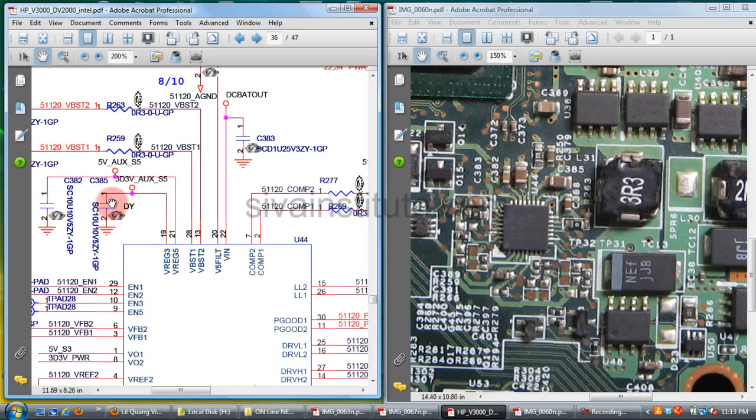You should check at this capacitor, C385, whether 3.3 volts is there or not. So this is the 3.3 volts capacitor, and this is the 5 volts capacitor. The 3.3 volts goes to the SIO chip and BIOS chip, and will be present without pressing the power button.